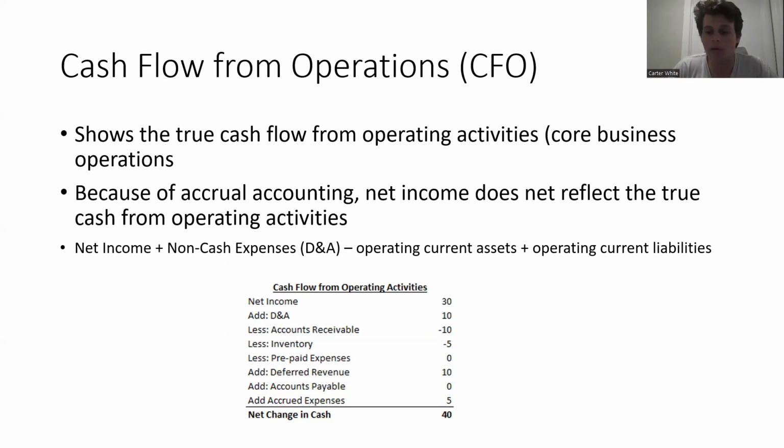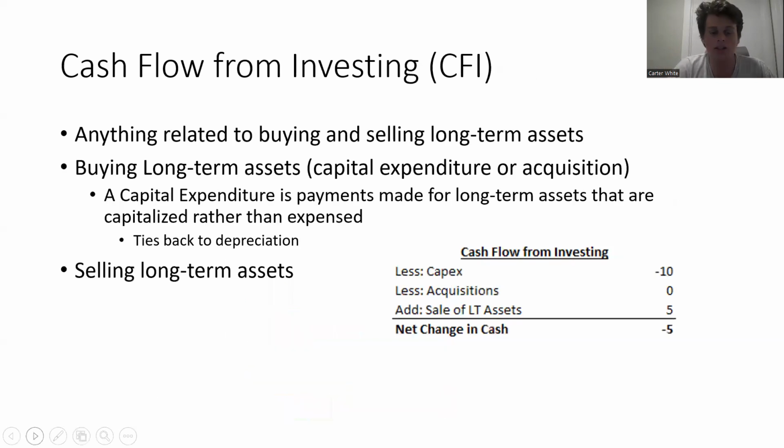So if we add up all of these, then we get to 40. This would be our net change in cash from operations. And I'll talk about this in future videos. This is all just a quick crash course. Cash from investing. This is anything related to buying and selling long-term assets. So buying a long-term asset could be a capital expenditure or an acquisition. A capital expenditure is payments made for long-term assets that are capitalized rather than expensed.